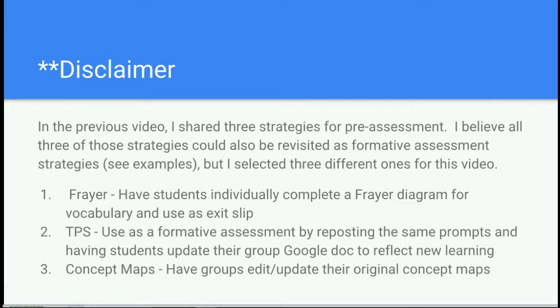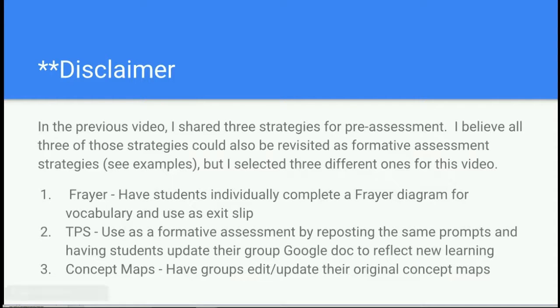Freyr's model, you can use that as a pre-assessment, as I mentioned, but you can also go back to it and use it as an exit slip or use it as a note-taking guide for individuals, your class, to put in their notebooks. The Think, Pair, Share, if they update their Google Doc or whatever you use to demonstrate their understanding, they can go back and update it periodically throughout the unit. I like a Google Doc because it makes it really easy and collaborative, and I can go back and look at it pretty much anywhere.